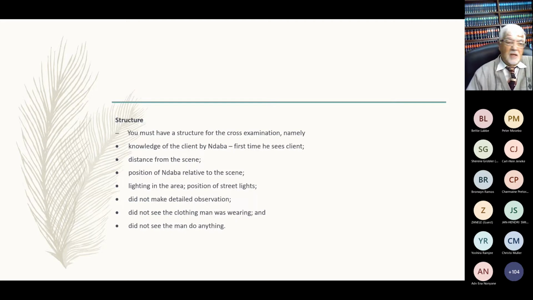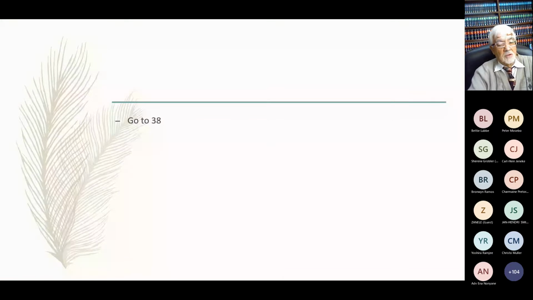Distance from the scene. Position of Ndaba relative to the scene. The lighting. Detailed observations. Did not see clothing. Did not see the man doing anything. Okay. You'll see some case studies on page 38.